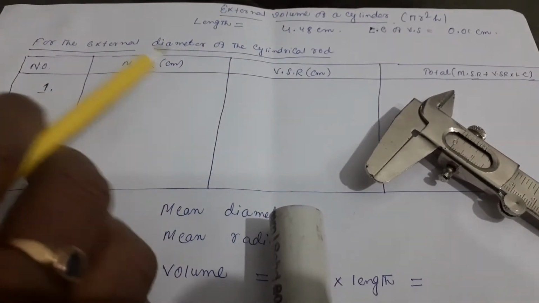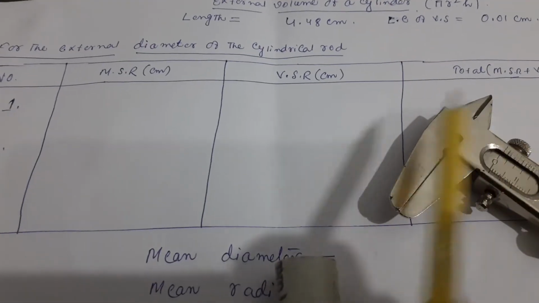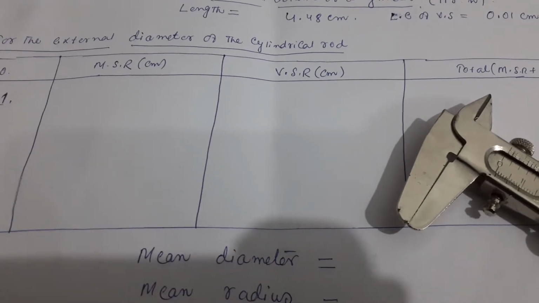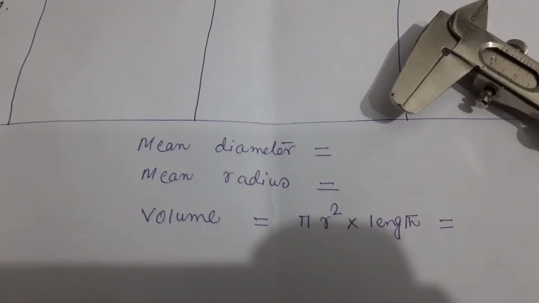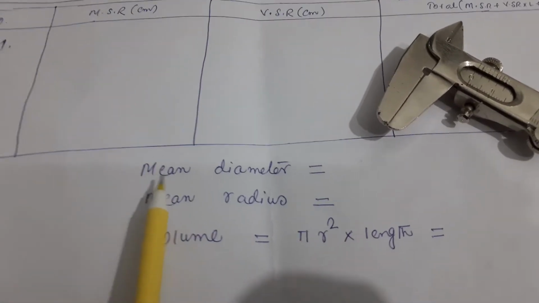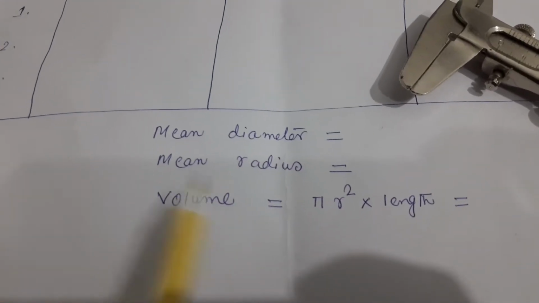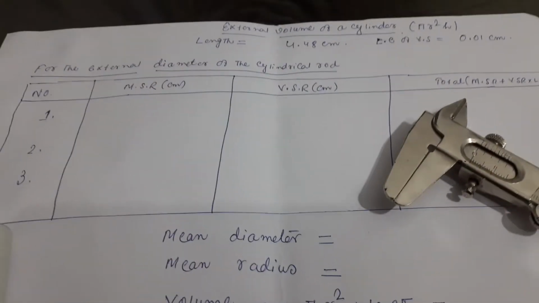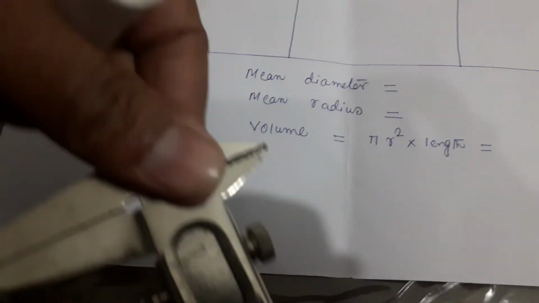Okay, MSR, main scale reading, VSR, vernier scale reading, and the total one. So lastly we will calculate the mean diameter. Actually, we first will calculate the diameter, then we will calculate the radius from there by dividing by 2. So the mean diameter we will calculate, then the radius will come from there, and lastly the volume, pi r square into length. So we are just starting this practical, how to calculate. You all know how to calculate.